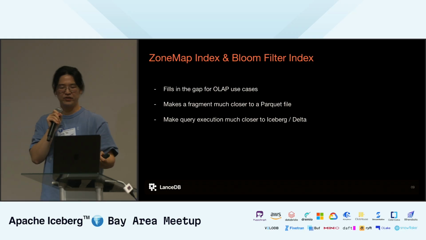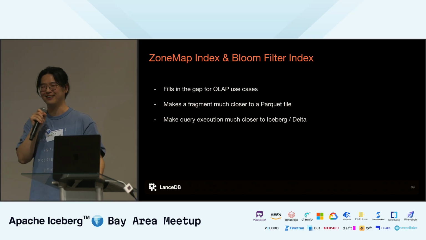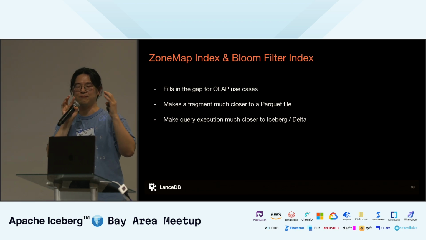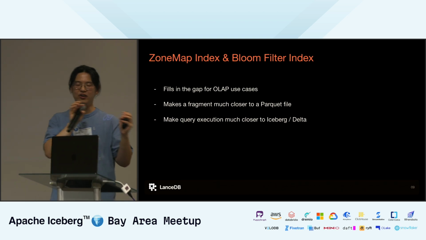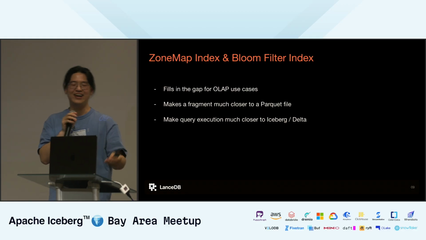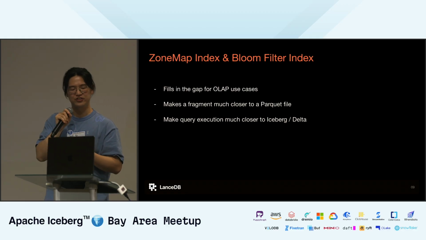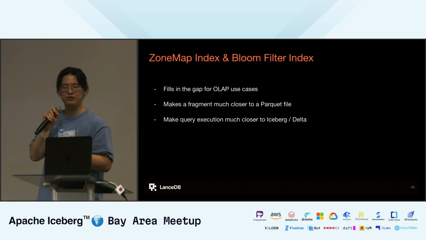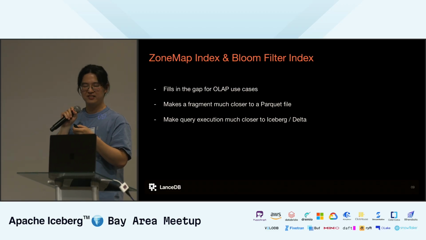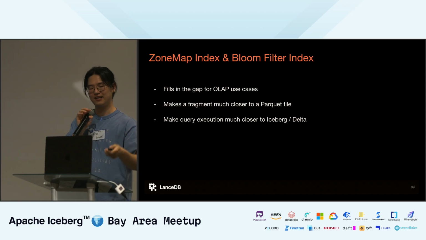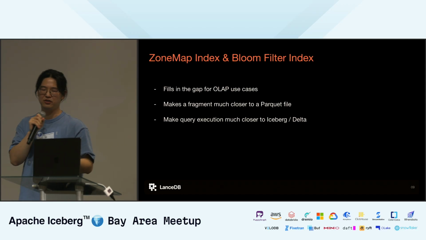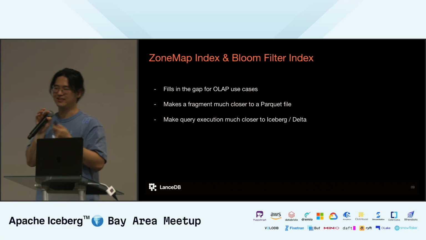column group stats. And the bloom filter is also present in Parquet, for people who are familiar. So these are essentially concepts present in Parquet that are good for lakehouse use cases, and the community users have added them to facilitate this integration. So it fills in the gap for the lakehouse use cases and makes the fragment much closer to a Parquet file. And that also applies to, for example, query execution. So query execution now is also much closer to what Iceberg and Delta are doing well.